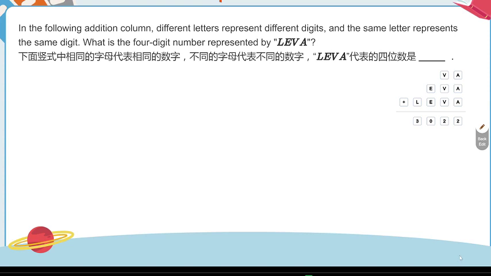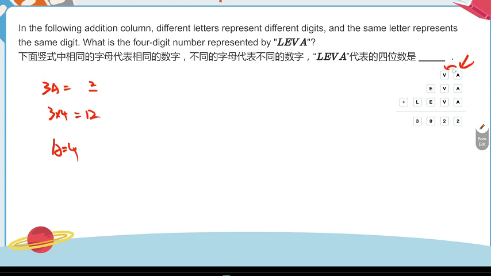Now it comes to this one. This one is totally the same as exploration 3. We start from the unit place. The sum of 3 A's equals a number ending with 2. 3 times A has something ending with 2. Just use the multiplication table. 3 times what can end with 2? 3 times 4 is 12. So we know A equals 4. This is just how the multiplication table works.